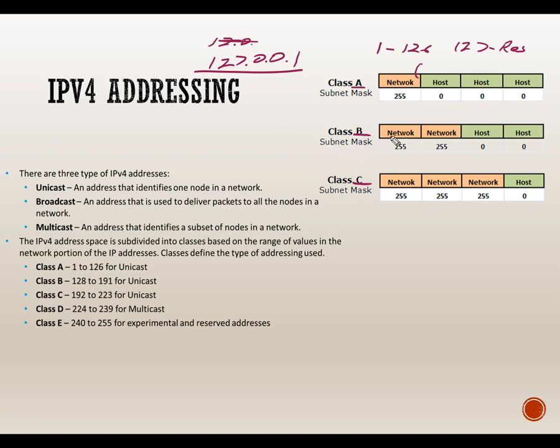A Class B network has 2 octets as part of the network address and 2 octets as part of the host. The hosts are the addresses that can be assigned to an individual entity: a computer, a printer, server, router, switch. A device is going to get a host address. So the network address would be the same for everybody on the same network, and the host addresses have to be unique for each of these.